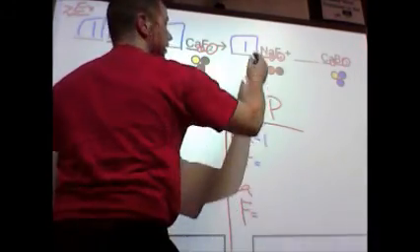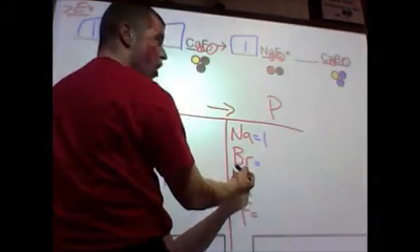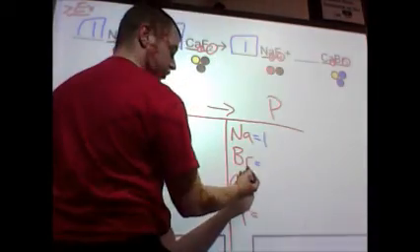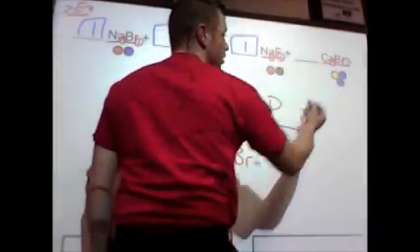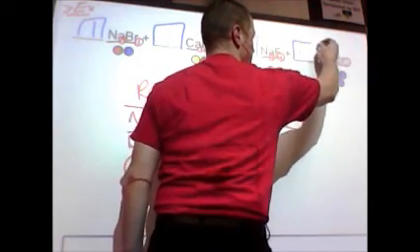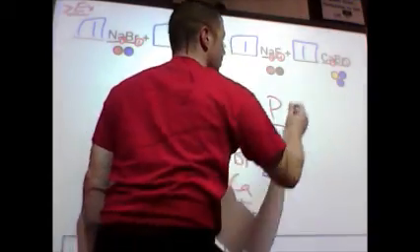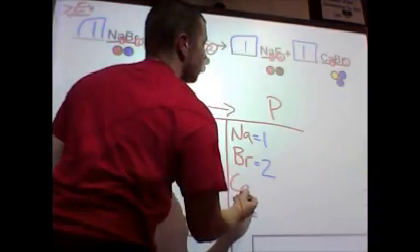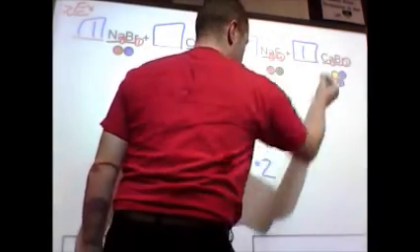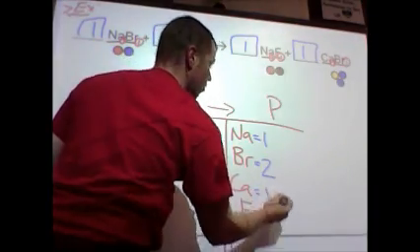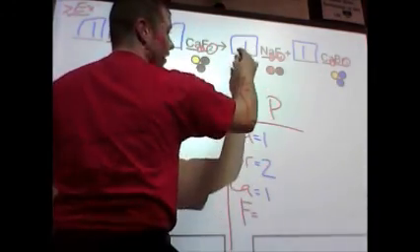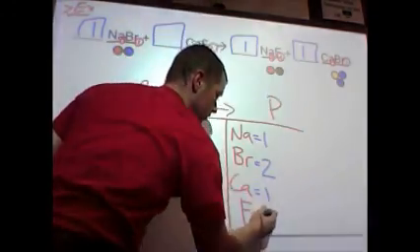Na1. What is Br now? We got to do Br. Don't just do the next element. Make sure you're doing the correct one. Br. What's the coefficient for Br? 1. What is 1 times Br2? 2. Okay, now it's Ca. What is 1 times Ca1? Ca1. Finally, what is 1 times F1?